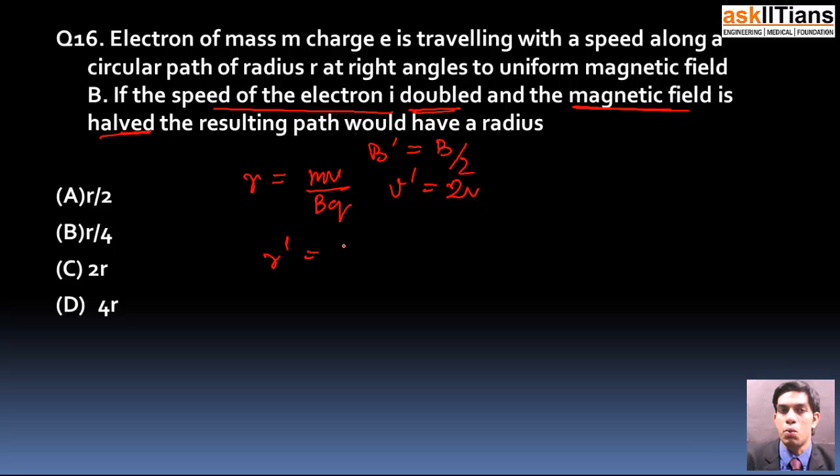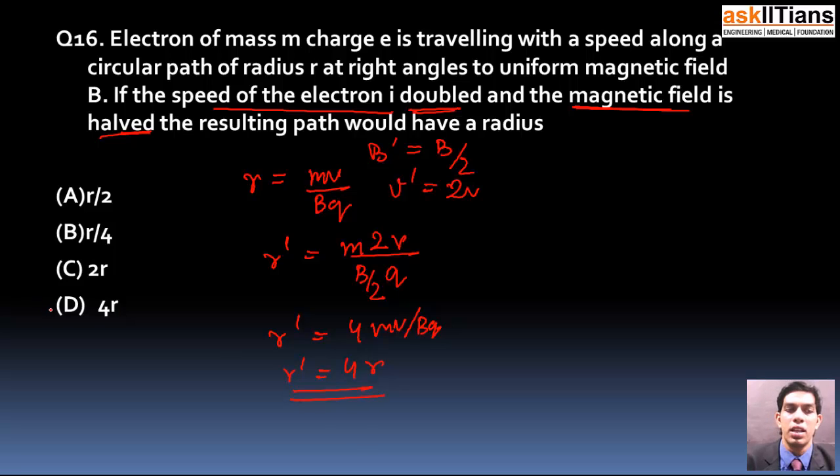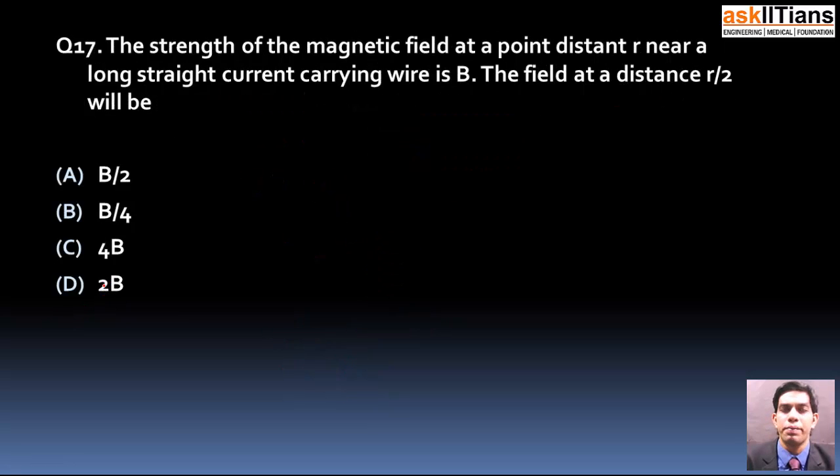So R dash is equal to M multiplied by 2V divided by B by 2 times Q. So R dash comes out to be 4 mv by Bq, which is equal to 4 times my initial radius of curvature. So R dash is equal to 4R, that is the new radius is 4 times my initial radius. That's the correct answer. So let's try out the next question.